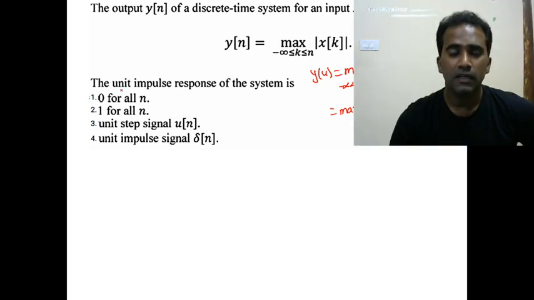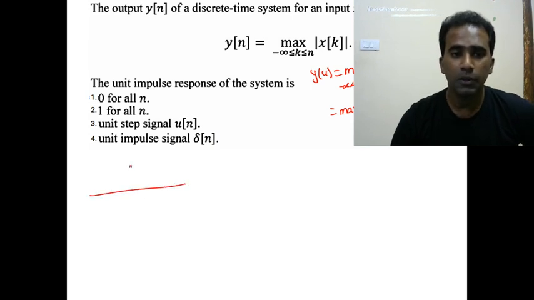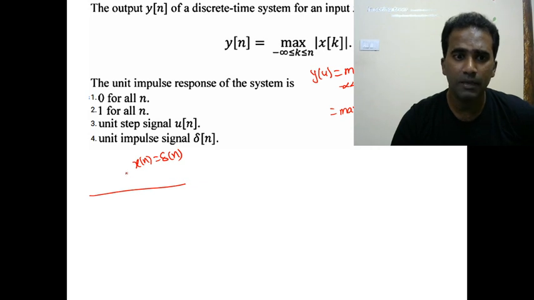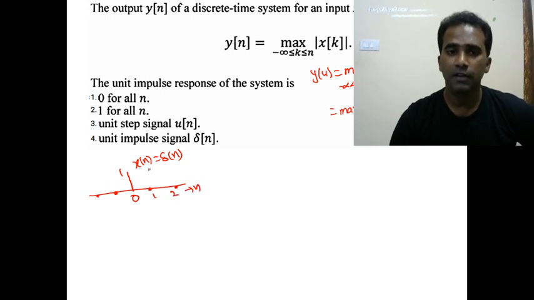So they're asking us the unit impulse response of the system. They're asking us to find the output for a unit impulse. So for example, let's say the input x of n is equal to del of n. We can plot this input like this. It is 1 at n equal to 0, and it is 0 at other places, as a function of n. This is how x of n equal to del of n looks like.